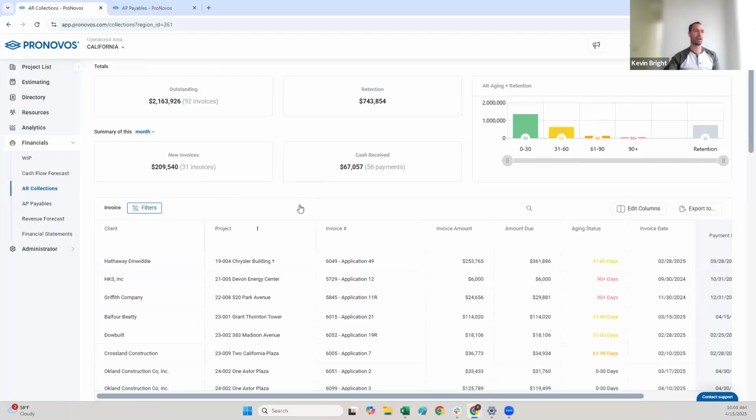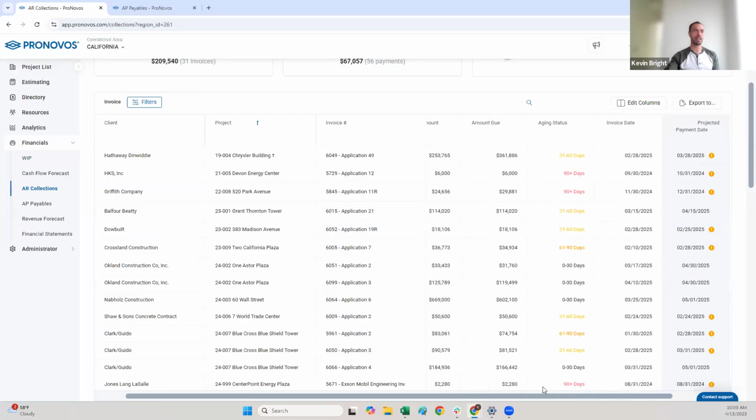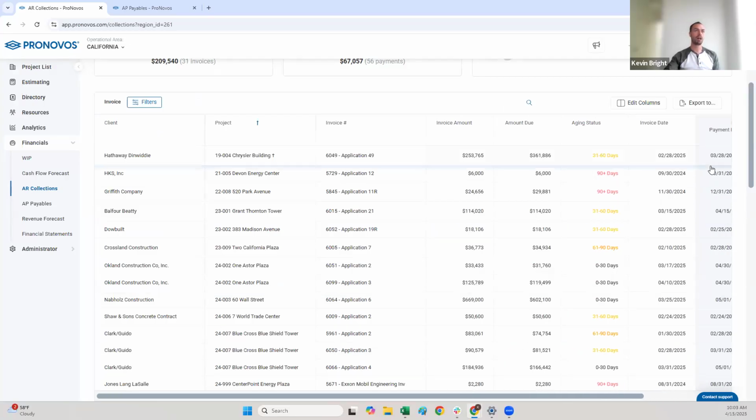Down below, we have the chart that lists out all the invoices by project, invoice amount, amount due, aging status, invoice date, projected payment date, and so on. It's really good to be able to sort on the different columns here. If you sort on projects, you can see everything grouped together. If you sort on amount due, you understand what your biggest ticket items are hanging out there. That's a great way to do it as well.